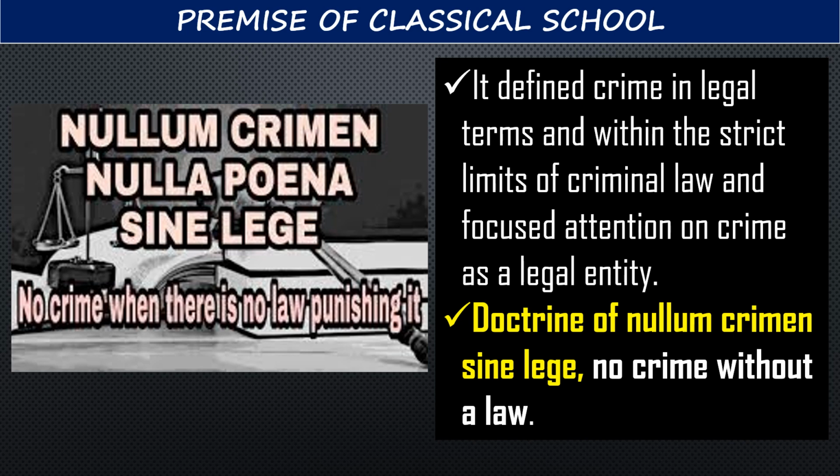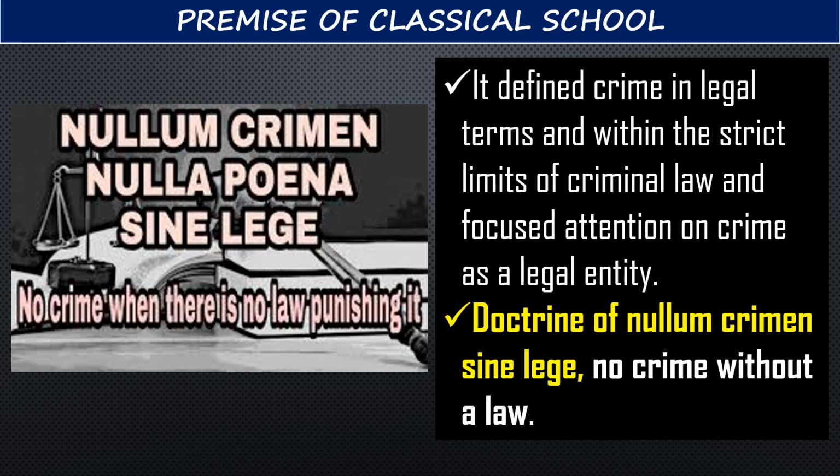So the classicalists said that there should be a criminal law that defines crime. And if that particular act is not governed by any law, he should not be punished for that action. That's why they say nullum crimen nulla poena sine lege, or no crime without law, meaning no crime and no punishment if there is no law.